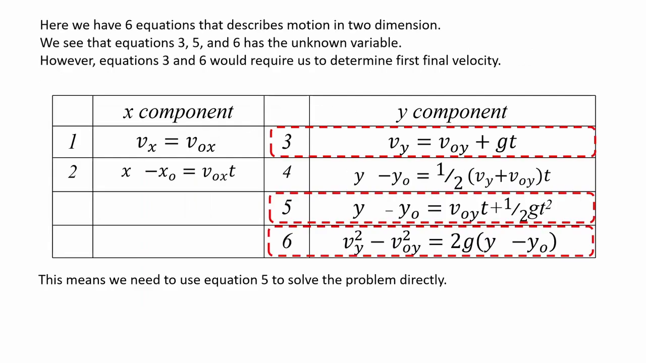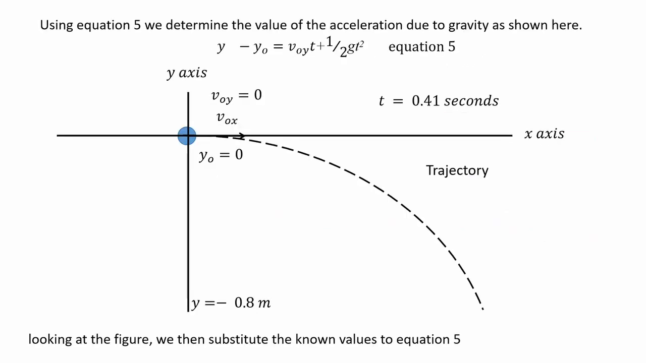Here we have 6 equations that describe motion in 2 dimensions. We see that equations 3, 5, and 6 have the unknown variable. However, equations 3 and 6 would require us to determine first the final velocity. Using equation 5, we determine the value of the acceleration due to gravity as shown here.